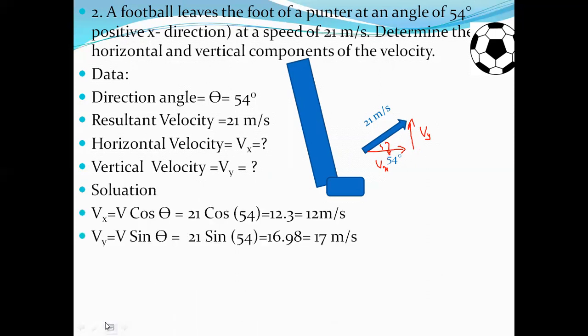So the simple solution is the formula, the resolution of vectors, that Vx is equal to V cos theta. Putting in the values of V, which is 21 meter per second, and theta, which is 54, we get 12.34 or 12 meter per second for the horizontal velocity. Similarly, for the vertical velocity, Vy is equal to V sin theta, which is equal to 21 sin 54, which is equal to 16.98 or 17 meter per second, and that is the vertical velocity.